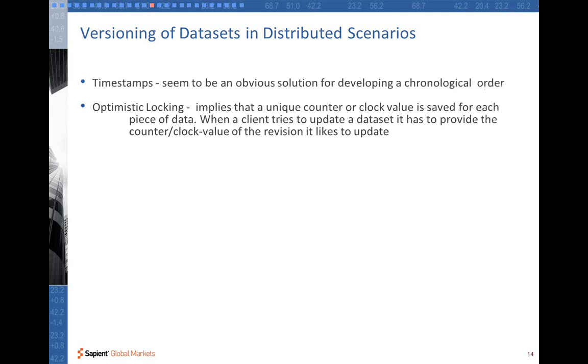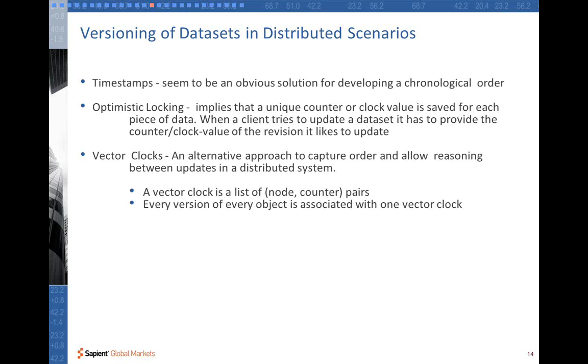So these support optimistic locking, but there are others like better clocks. Now, better clocks are an alternative approach to capture order and allow reasoning between updates in a distributed system. A vector clock is a list of node-counter pairs. Every version of every object is associated with one vector clock. Now, if the counters on the first object's clock are less than or equal to all of the nodes in the second clock, then the second is the latest updated record.